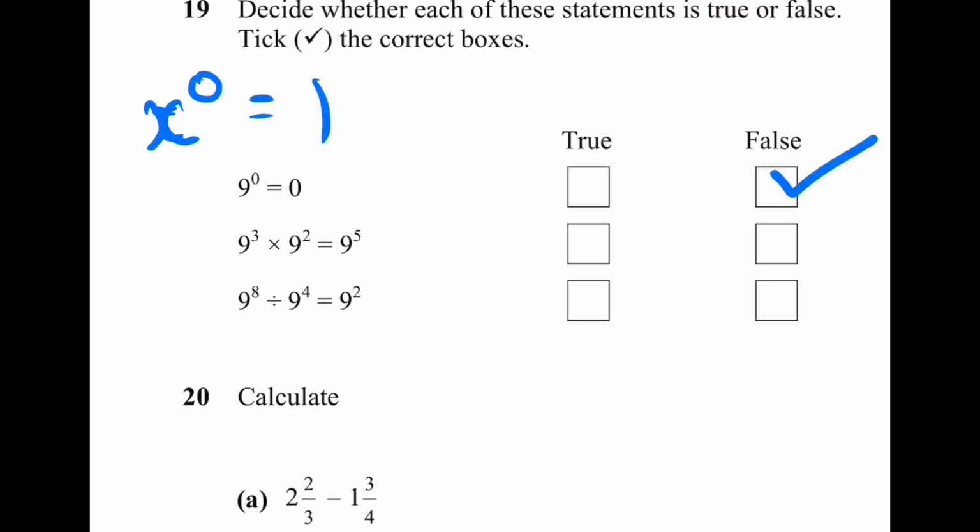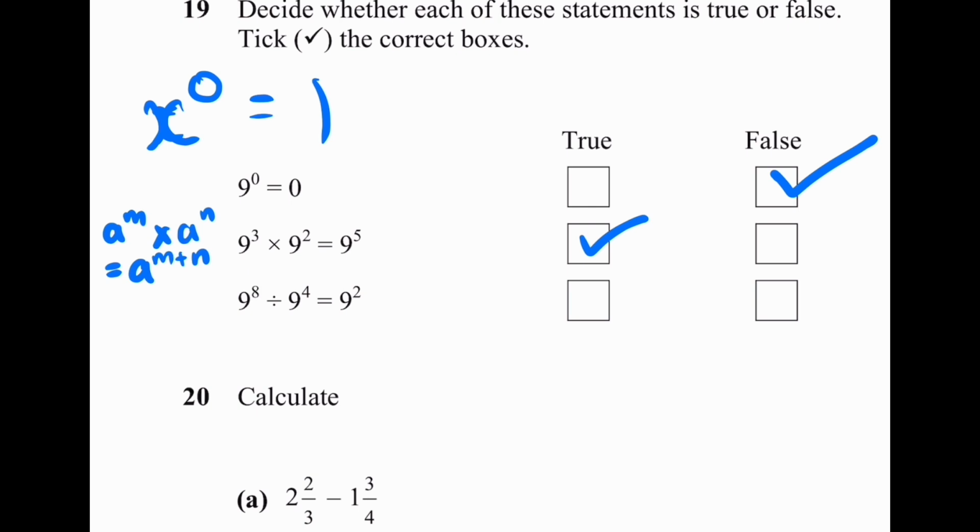Okay, next. 9 to the power 3 times 9 to the power 2 equals 9 to the power 5. So a to the power m multiplied by a to the power n equals a to the power m plus n. This is called power rules. 3 plus 2 is 5, so this statement is true.